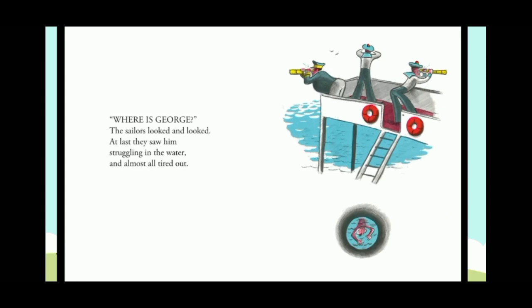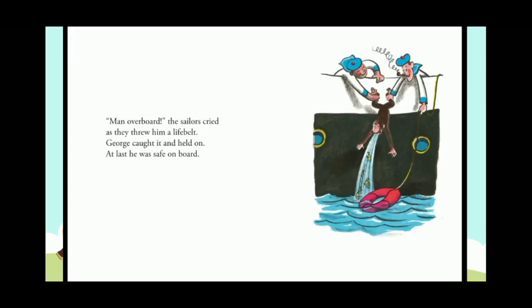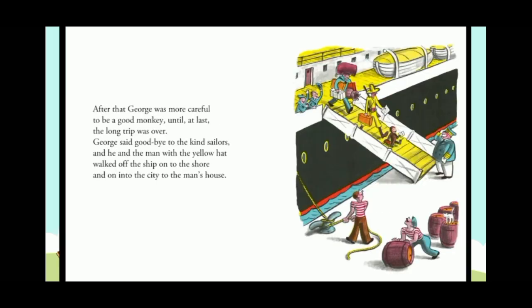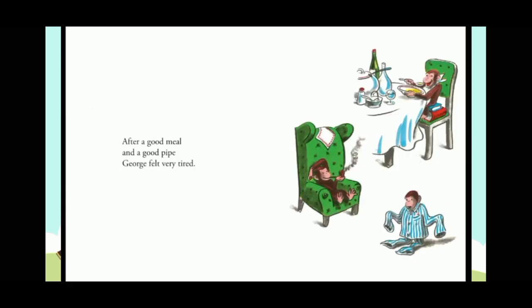Where's George? The sailors looked and looked. At last, they saw him, struggling in the water and almost all tired out. "Man overboard!" the sailors cried, and they threw him a life belt. George caught it and held on. At last, he was safe on board. After that, George was more careful to be a good monkey, until at last the long trip was over. George said goodbye to the kind sailors, and he and the man with the yellow hat walked off the ship onto the shore and into the city to the man's house.